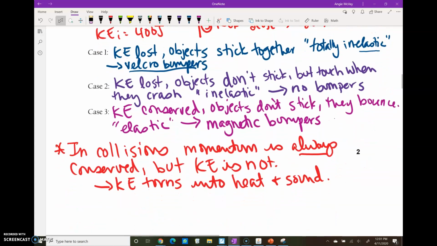So here's our important statement as a result of this activity: in collisions, momentum is always conserved, but kinetic energy is not, right? In the instances in which kinetic energy is not, it is turned into heat and sound.